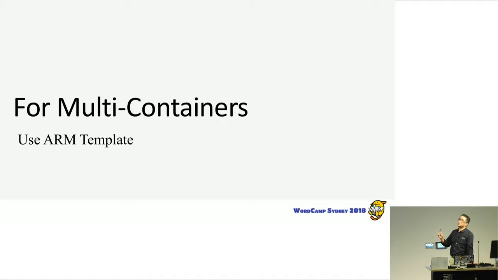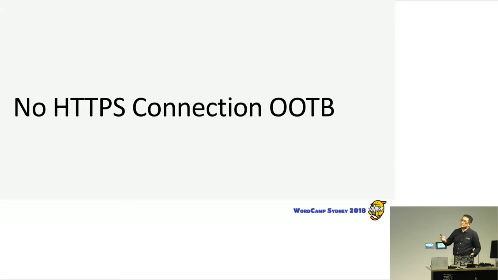So if you want to use multiple container scenarios, then probably the Azure portal doesn't support that scenario. In that case, we need to use ARM template, which stands for Azure Resource Manager template. As I said, the official WordPress image doesn't support HTTPS connection by default, right? So in this case, we have to enable the HTTPS connection by modifying or customizing the official WordPress image.